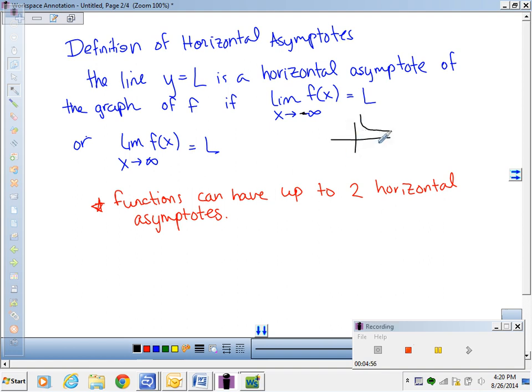So again, that's a function that could look something like this. It's approaching a certain number as x approaches negative infinity on the left side, so maybe it's approaching 0. And then as it approaches positive infinity from the right side, we will see that it also approaches that line L, which is y equals 0 in this case. An important note right here: a function can have up to 2 horizontal asymptotes. One from the left side and one from the right side.